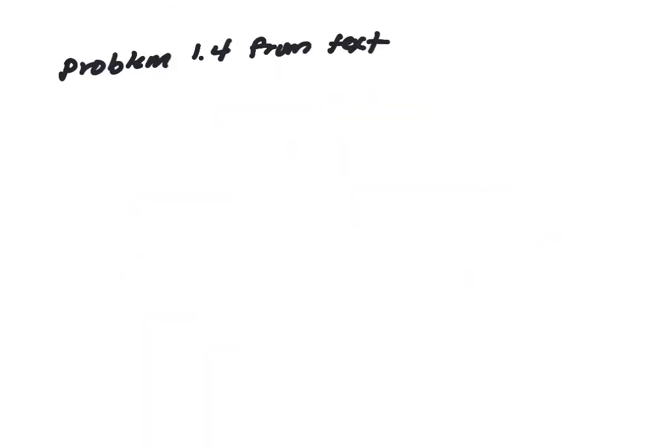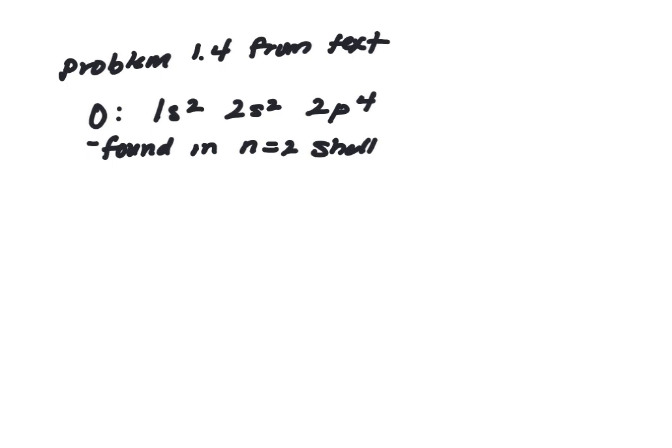Before we conclude the video, let's work on a problem. Problem 1.4 from the text states, write the ground state electron configuration of oxygen. How many valence electrons and how many core electrons are there? Oxygen is found in the n equals 2 shell. There are 2 electrons in the 1s orbital, 2 electrons in the 2s orbital, and 4 electrons in the 2p orbital. There are a total of 6 valence electrons.